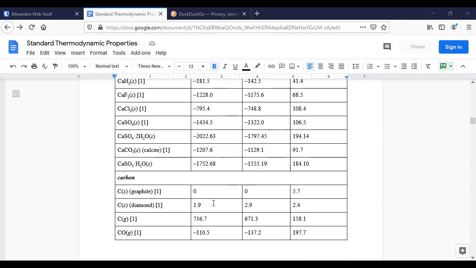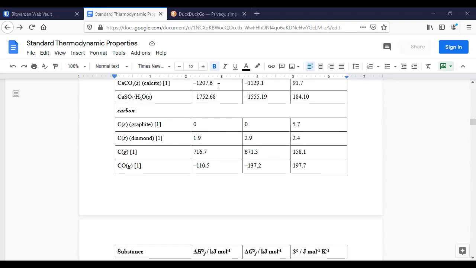Here's calcium carbonate right here. Okay? And it has a number next to it that is negative 1207.6. And that column corresponds to this symbol right here, which is a change in enthalpy. It's a change in enthalpy with a degree sign and a subscript F on it. And that means something. Let me take this number into our notes.